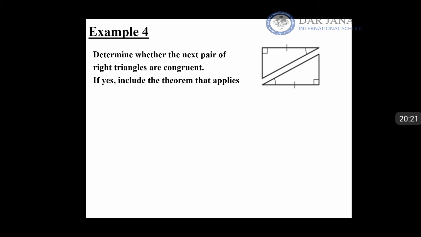Now let's move to example number 4. Determine whether the next pair of right triangles are congruent. If yes, include the theorem that applies. First, let's see what we have. We have both of them are right triangles.